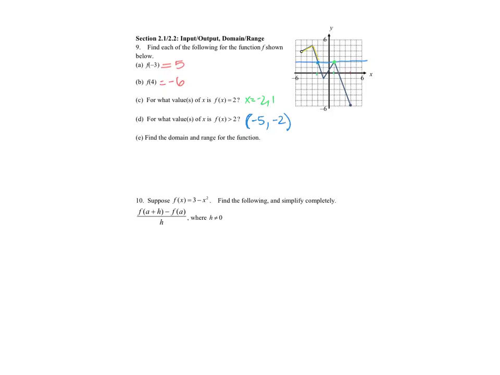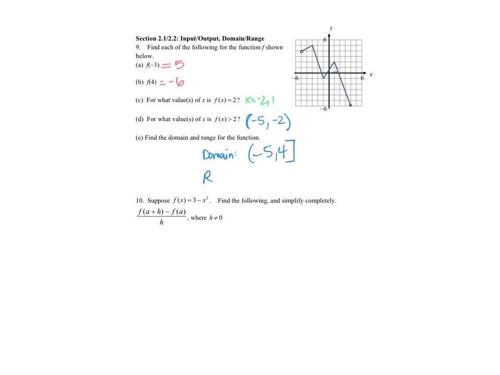Okay, so the domain is all the possible input values. So I want to look at this function and see the possible x values for which my function is defined. You can see my function is defined starting at -5 to 4, it looks like, for the domain. And then I'm going to do an open parenthesis on -5 because that -5 is not included. And the 4 has a closed dot, so I'm going to do a bracket. So this is the domain.